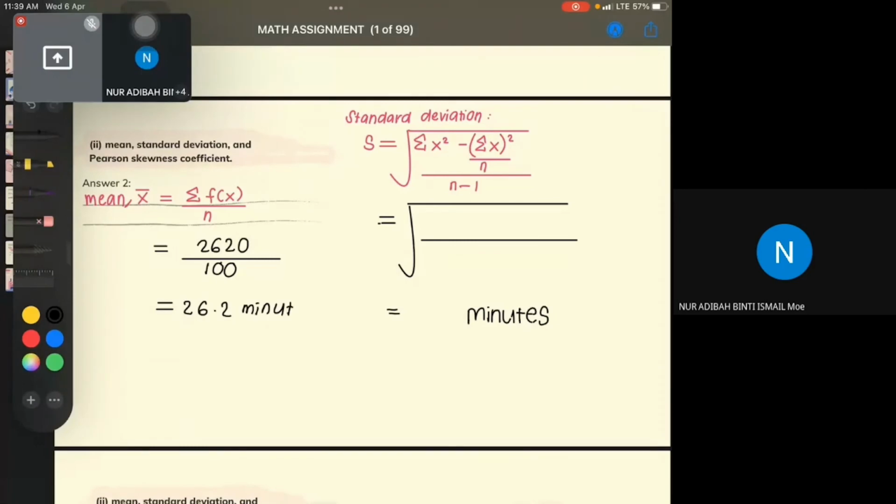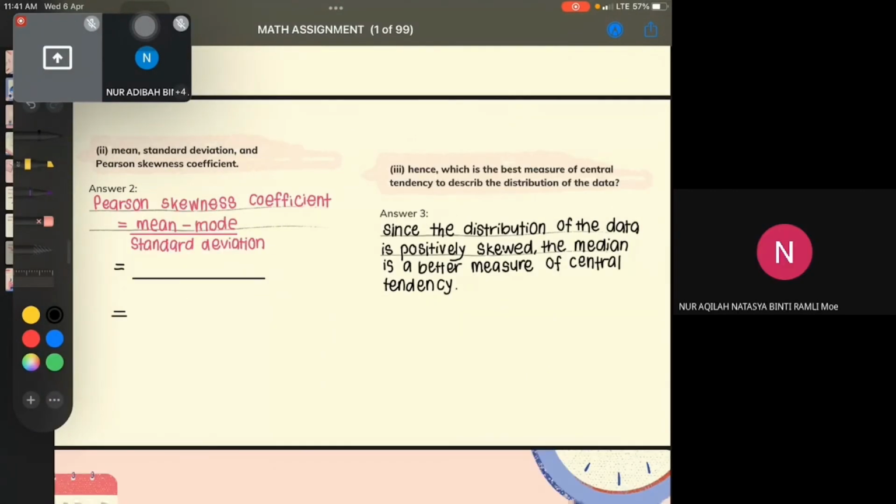So Akilah, what is the connection between the variance and the standard deviation? Standard deviation is the square root of variance. That's true. So we just square root the formula of variance, which is sum x squared minus, in the bracket, sum x squared over n, all over n minus 1. After that, we substitute the values into the formula so that we can get the answer, which is 15.31 minutes.